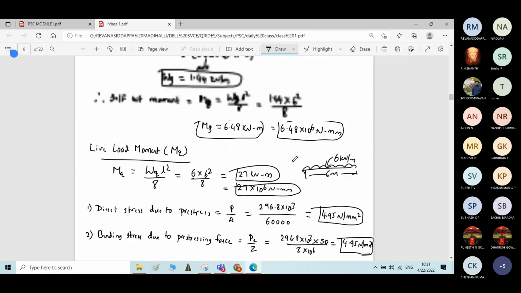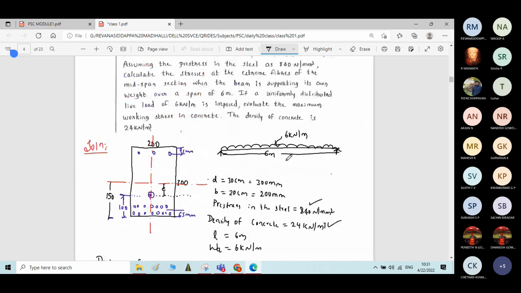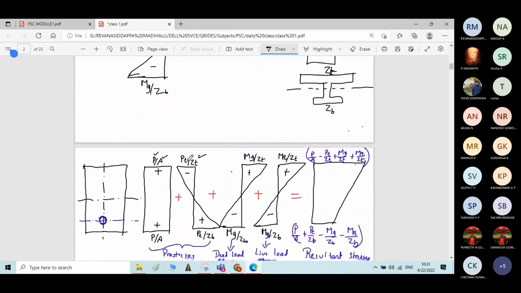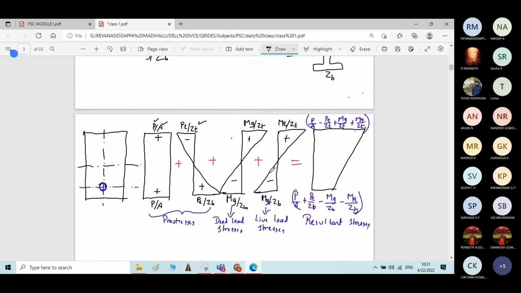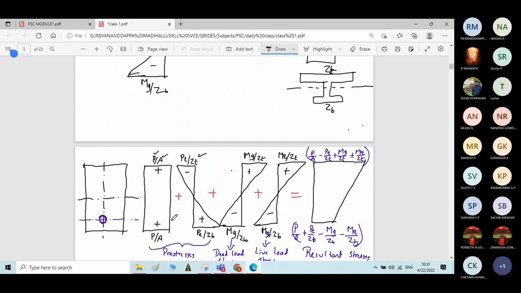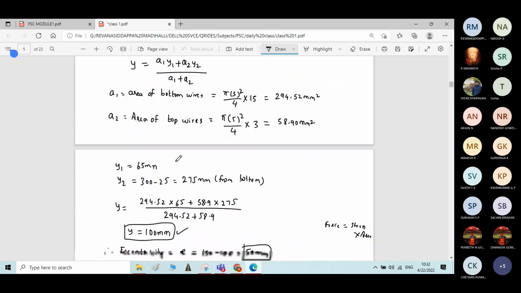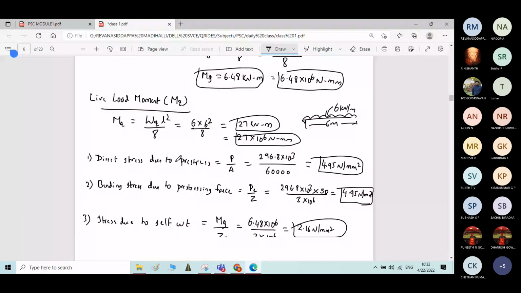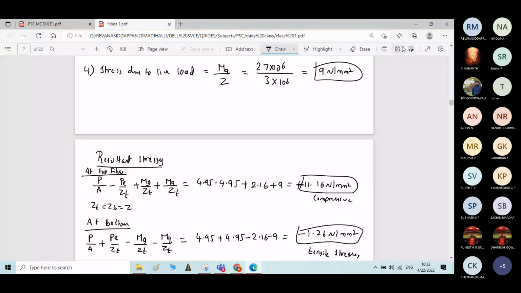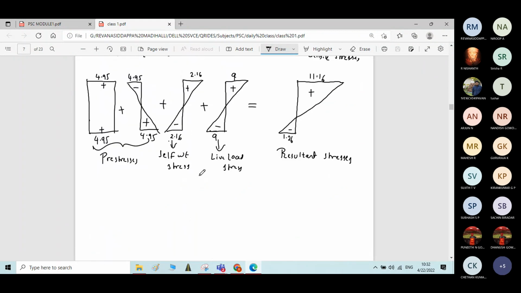So this completes the problem. Very simple. If you remember this stress distribution concept properly, along with the respective formulas for all these stress distribution diagrams, you can easily solve the problems. If you have any doubt in any calculation, you can ask.